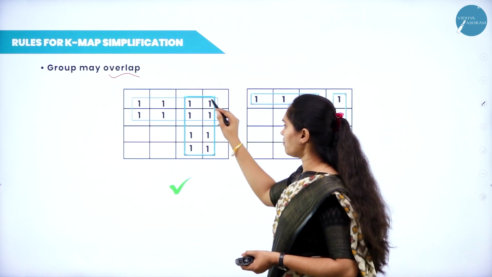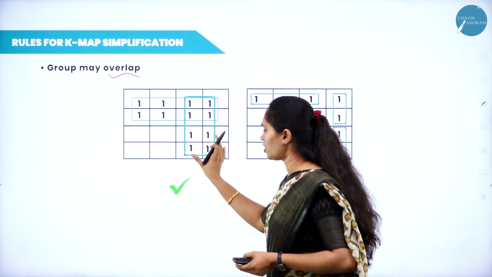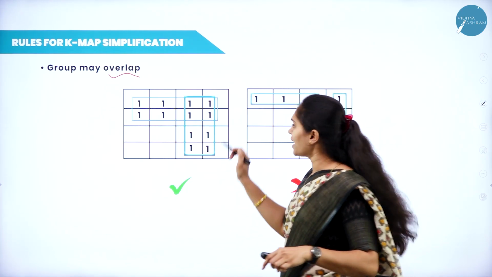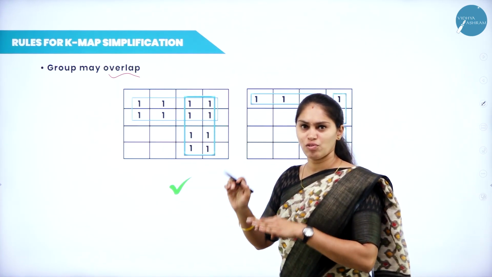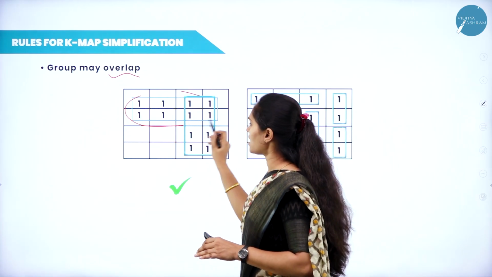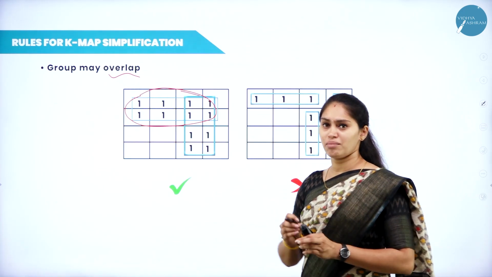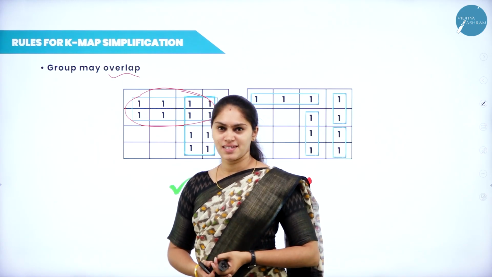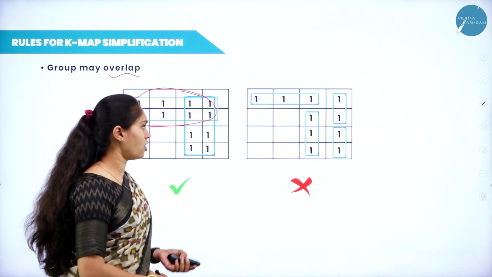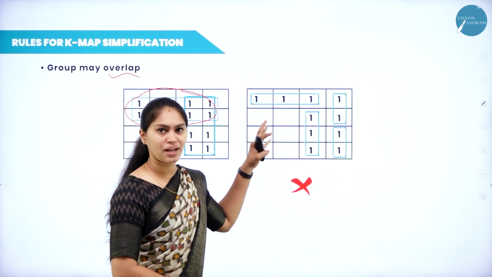Here I have used these 4 consecutive ones in order to make one octet. In the same way, I can also use these same consecutive 4 ones to make another octet. So groups may overlap. There are no restrictions there. Here, they have not overlapped any of the groups.